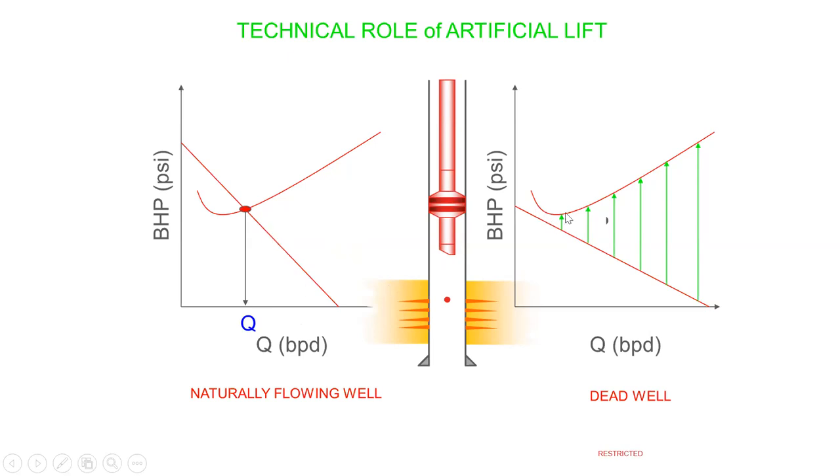What if we have this well naturally flowing and we need to increase the flow rate from this well? We would need to determine how much pressure we need to add to the available pressure from the natural potential of the reservoir and the required pressure. The difference between both at each rate is the required pressure from the artificial lift system.